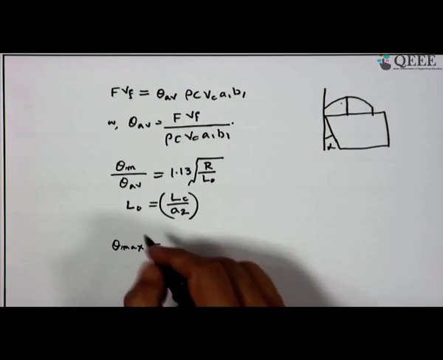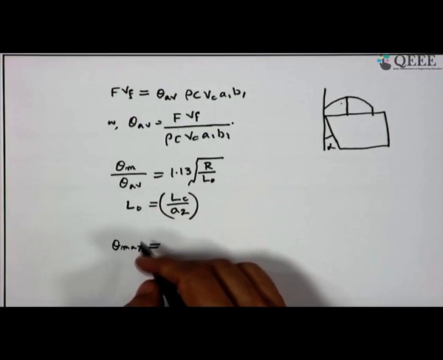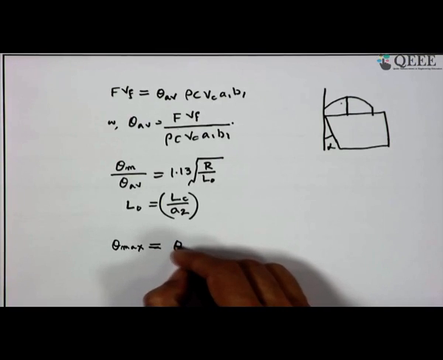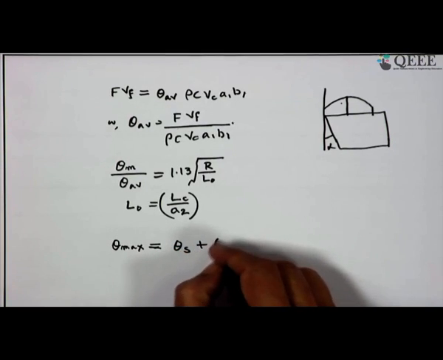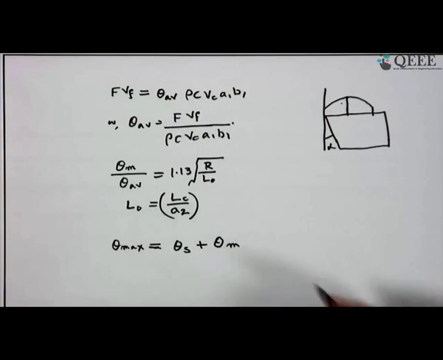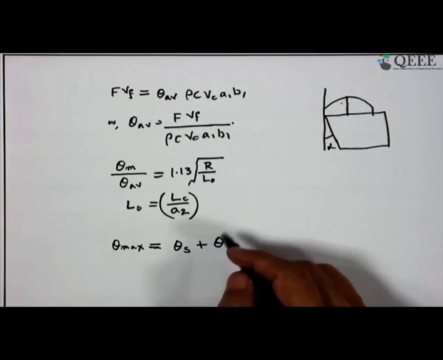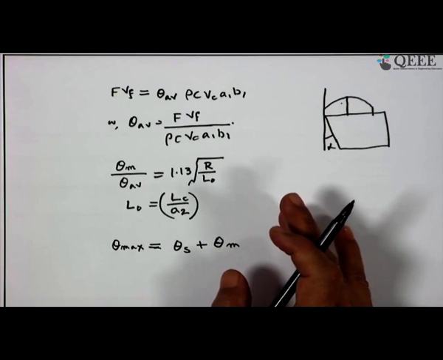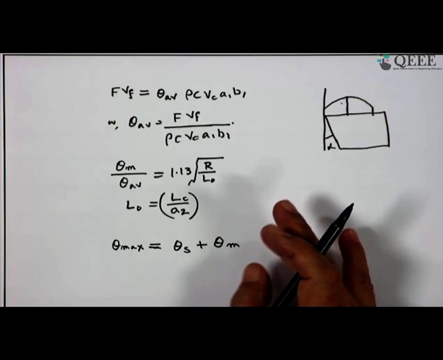Friend, do not confuse this with theta m. This will be the final rise of temperature, given by theta s plus theta m. This part is the contribution of the primary shear zone, and this is the contribution of the secondary shear zone, and in this way we can get the final temperature.